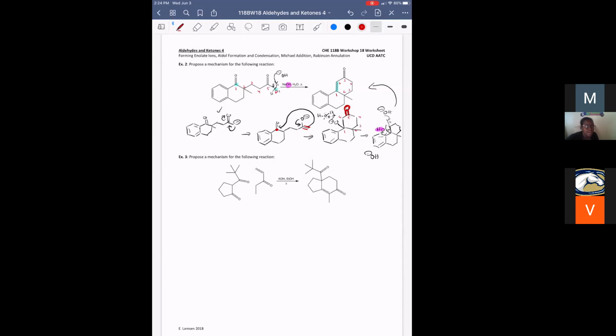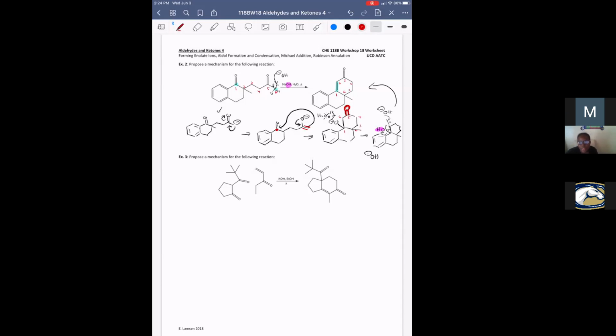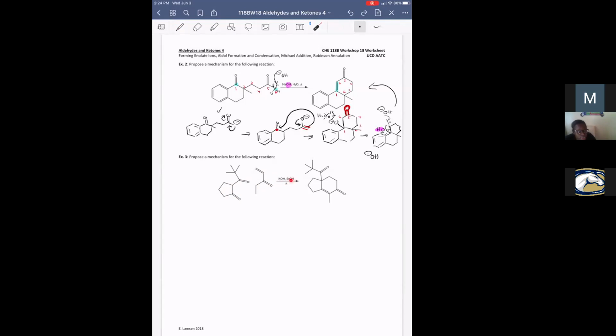Okay, cool. So now let's move on to the mechanism for example 3. In the mechanism for example 3, we want to look at a reaction where we propose a mechanism for our molecules and think about the reactivity with strong base, KOH, with EtOH, in the presence of heat. And we're going to generate a final product here, right?